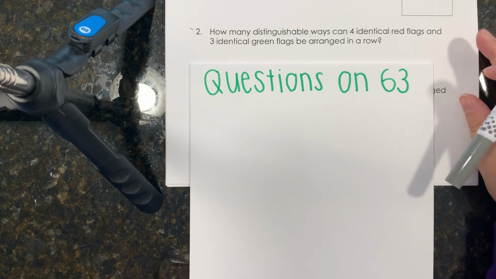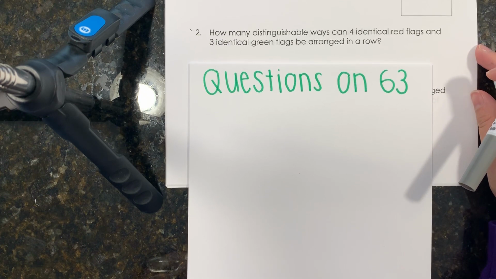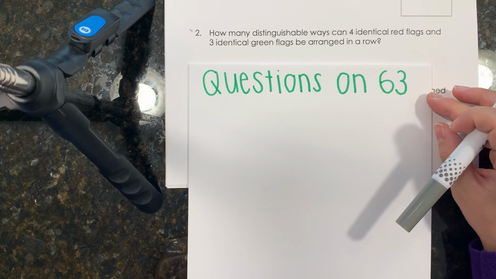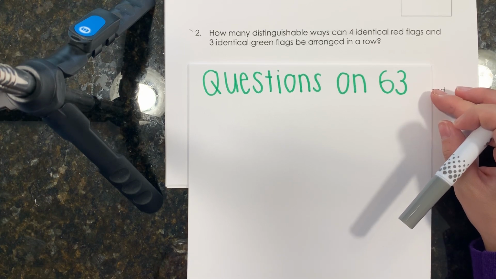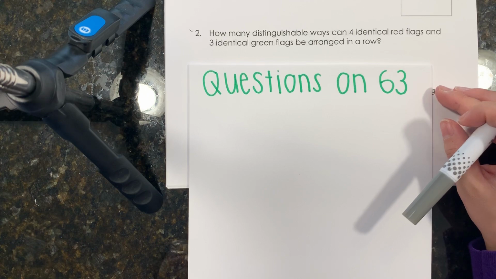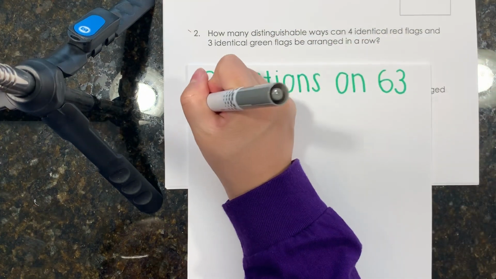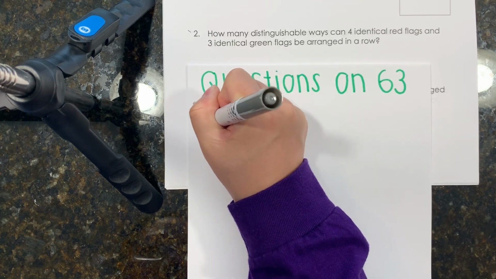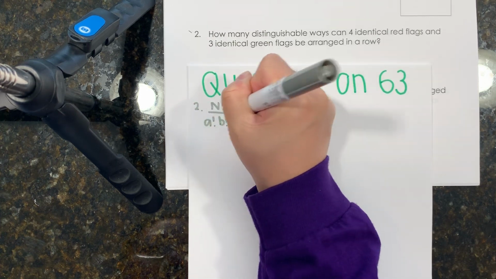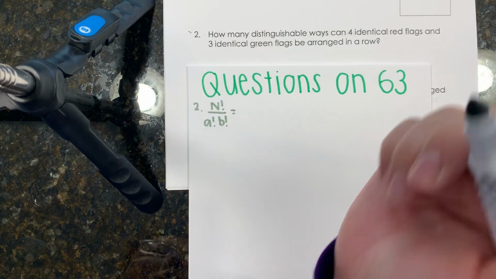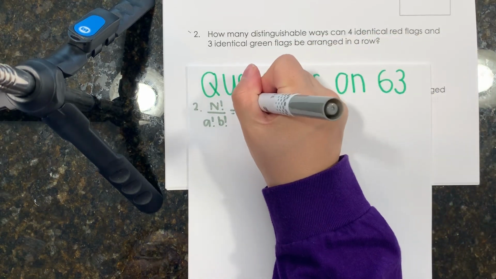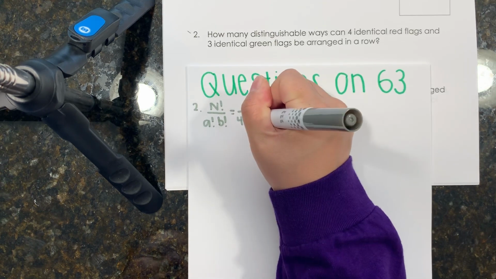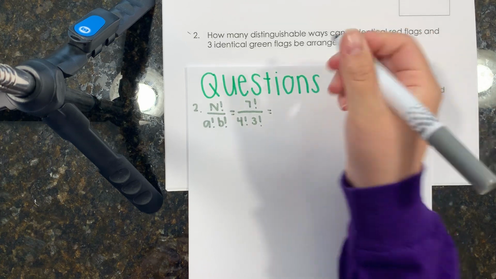So the first one is going to be how many distinguishable ways can 4 identical red flags and 3 identical green flags be arranged in a row? Well, we're going to start with the equation n factorial over a factorial b factorial. So n is going to be the total number of objects, which in this case is going to be 7 flags. Then we're going to divide that by 4 factorial, 3 factorial.